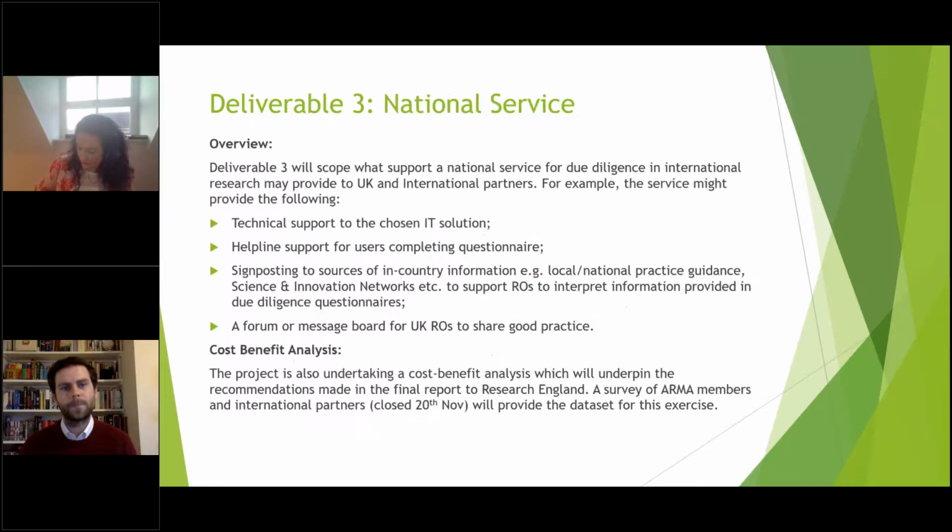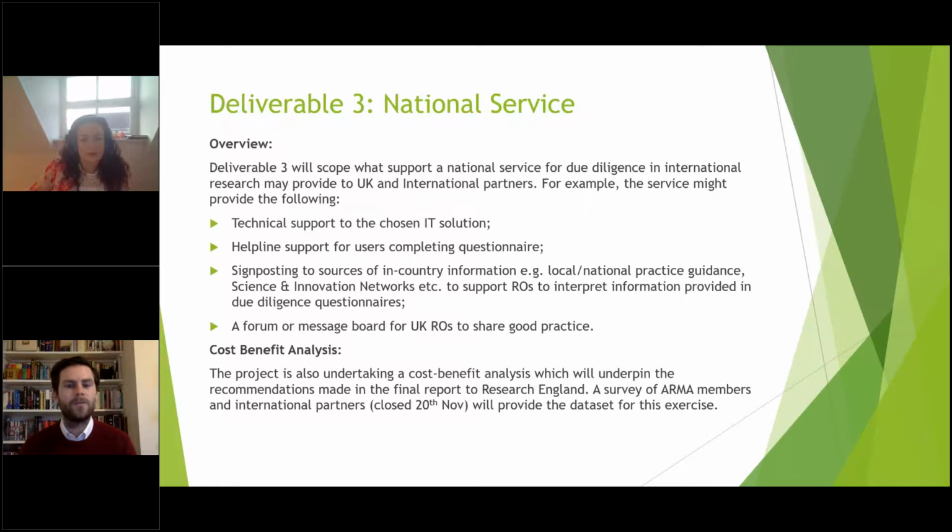Okay, next slide, please. And finally, the national service. So this is a part of the project which we're very much in the middle of, I think it's fair to say, and we are currently scoping what a national service for due diligence and international research might provide to UK and international partners. So at the moment, we are considering that we would provide technical support to the chosen IT solution, which would be particularly important if we were to go down the level 3 route, as well as helpline support for users in completing the questionnaire. We would also be thinking about providing some kind of knowledge base for signposting to sources of in-country information.